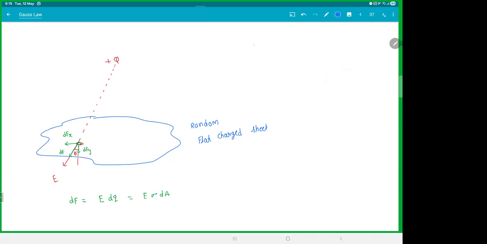Now, if you look in the vertical direction, dFy is nothing but dF cos theta. That would be E into sigma dA cos theta. I got till here. Then when I saw that, I said, I know this. Now, if you integrate dFy and bring sigma outside, this becomes integral of E dA cos theta. And dFy integrates to the net vertical force, Fy. This is sigma, and E dA cos theta is nothing but integral E dot dA. And integral E dot dA is nothing but flux. That's a very good result to remember.